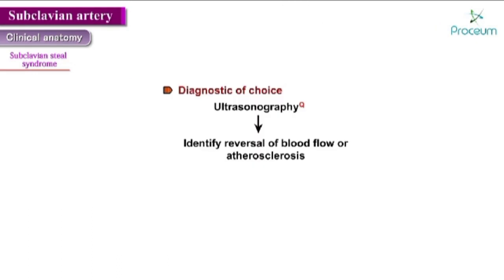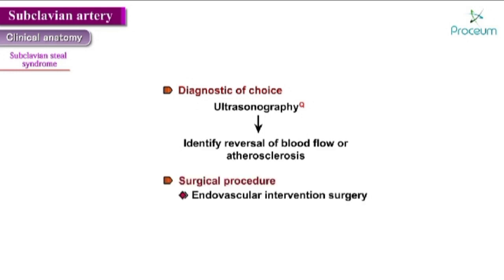And what about the imaging? The diagnostic of choice is ultrasonography, to identify reversal of blood flow or atherosclerosis. And a surgical procedure called endovascular intervention surgery is used to treat symptomatic cases of subclavian steal syndrome.